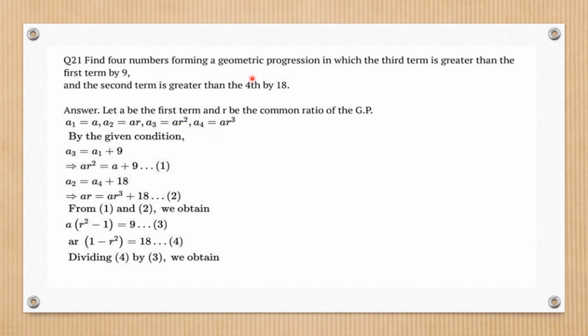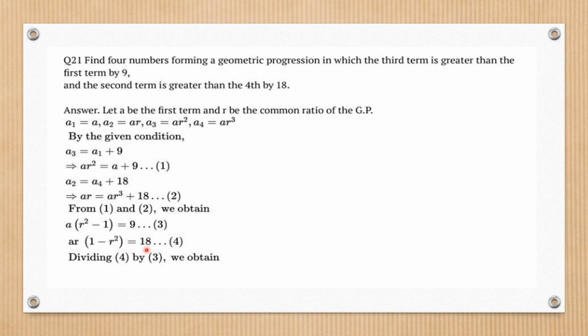Now let us frame the conditions. The third term is greater than the first term by 9, so A3 is A1 plus 9, so ar square is equal to a plus 9. The second condition is A2 is A4 plus 18, that is ar equals ar cube plus 18. In the first equation, take a to one side and take common: a into r square minus 1 equals 9. In the second equation, take ar minus ar cube: ar common, 1 minus r square equals 18.